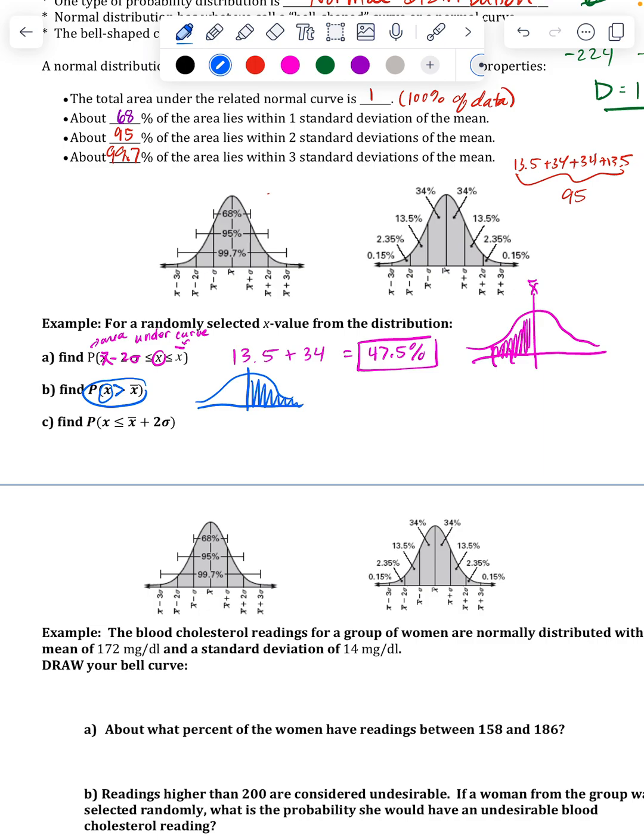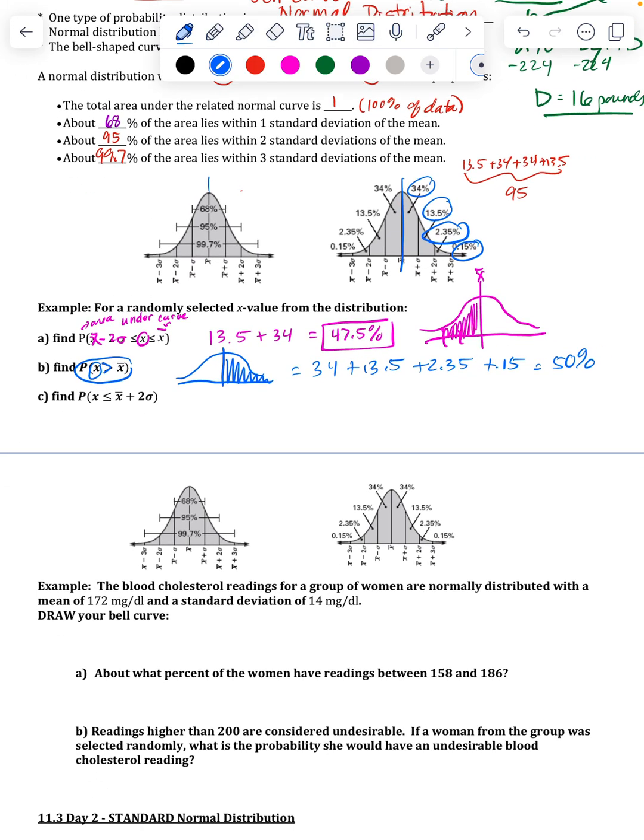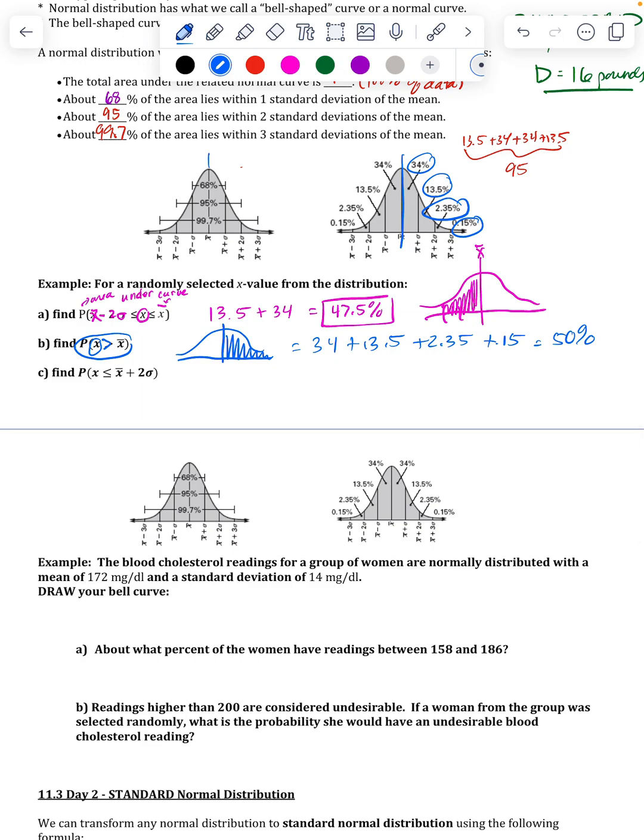Well, if I added up everything to the right, I would end up adding 34 plus the next chunk, which is 13.5, plus the next chunk, which is 2.35, plus this little sliver, which is 0.15, and I would actually get 50%. I probably don't really need to do all that work because now that I look at it, that is literally half. And if the whole thing's representing 100% of the data, then that top half would be 50%. So however you get to that.